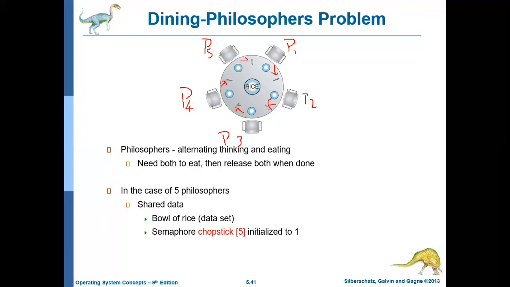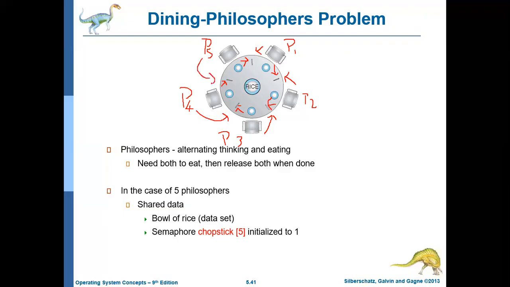Okay. Now what happens? All the philosophers are having one chopstick in their hand. Now philosopher 1 is waiting for this particular chopstick, which is already taken by philosopher 5, and philosopher 2 is waiting for this particular chopstick which is already taken by philosopher 1, and philosopher 3 is waiting for this chopstick which is already taken by philosopher 2, and philosopher 4 is waiting for this particular chopstick which is already taken by philosopher 3, and philosopher 5 is waiting for this particular chopstick which is already taken by philosopher 4.